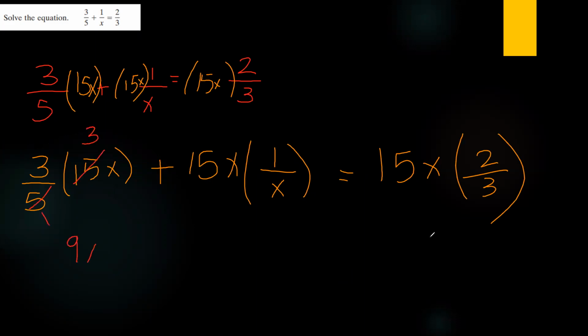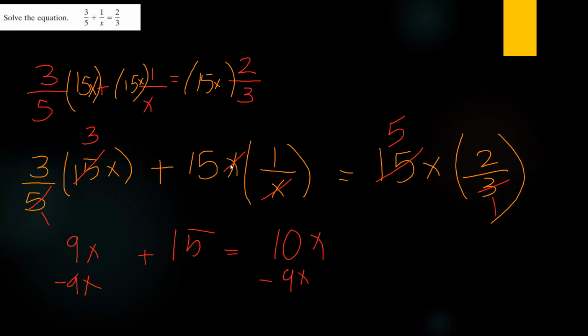So 9x plus 15 equals 5x times 2, which is 10x. Then reorder it now. So x will be negative 15. So the definition of solving any equation, solve, that means you find x. When you find x now, you can solve the equation.